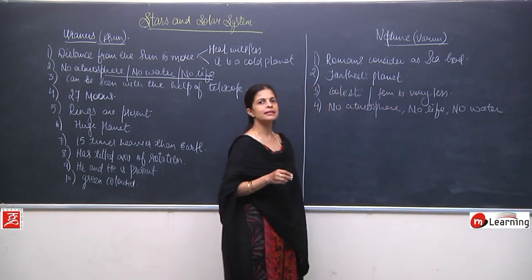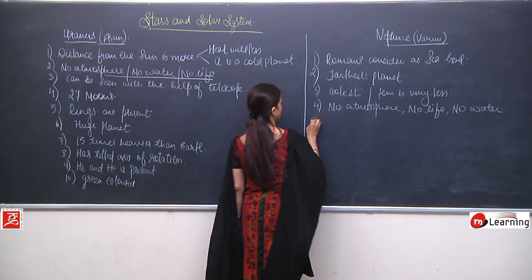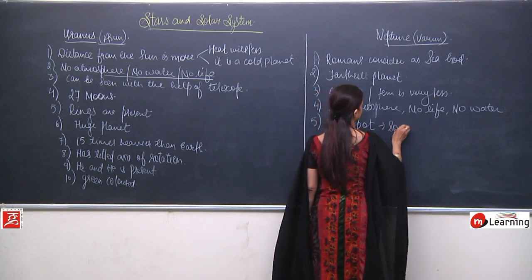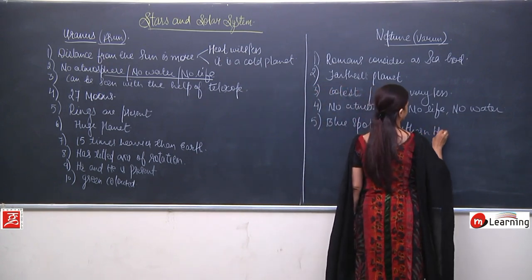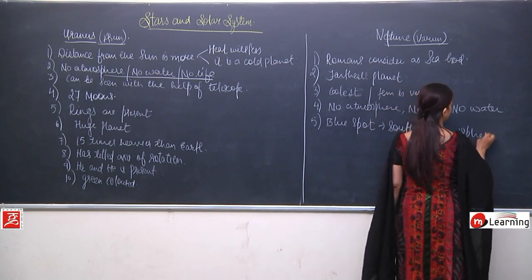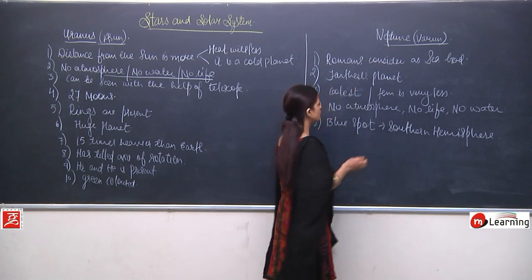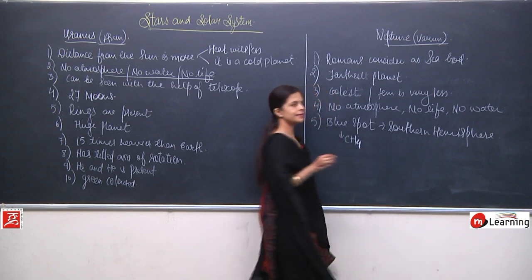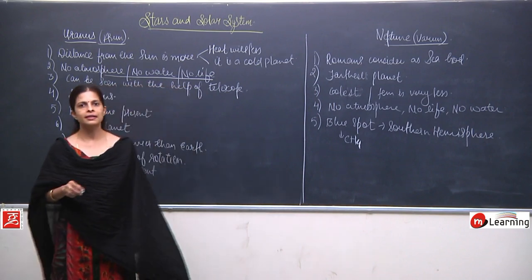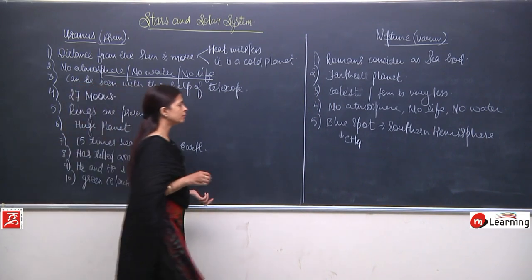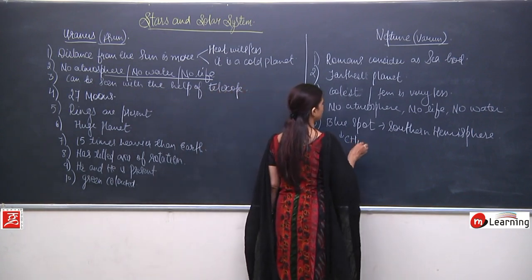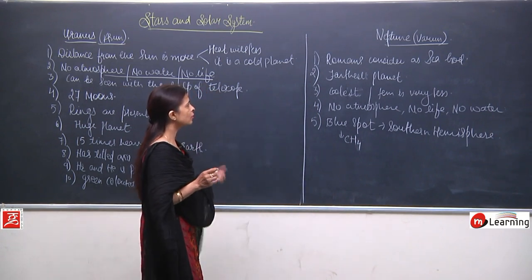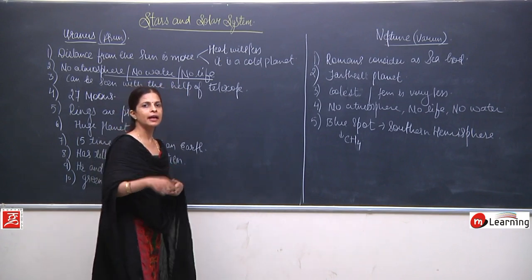Now, it can be seen as a blue spot in the southern hemisphere. Where, children? In the southern hemisphere. And probably this blue color is because of the presence of methane. So this is recognized as a blue spot in the southern hemisphere, and this blue spot is because of the presence of methane on the surface of Neptune.